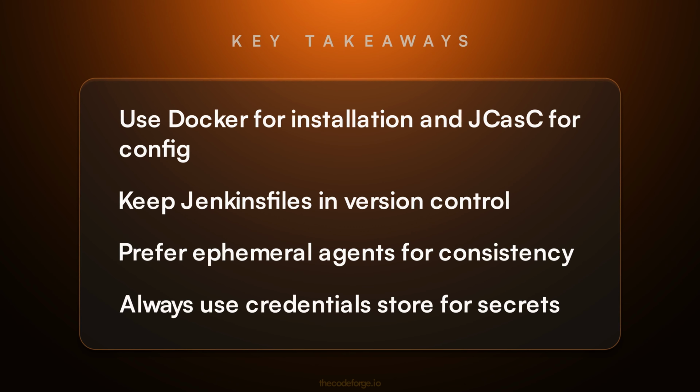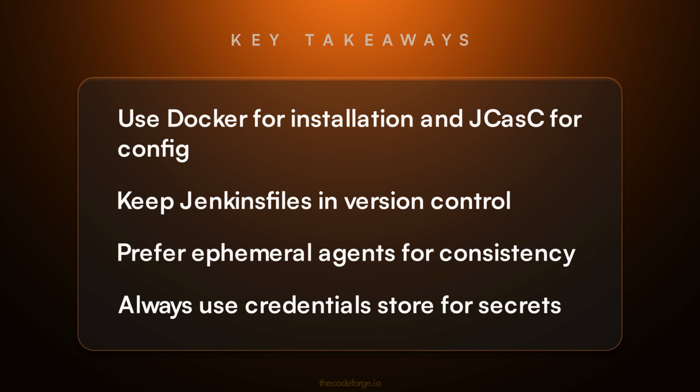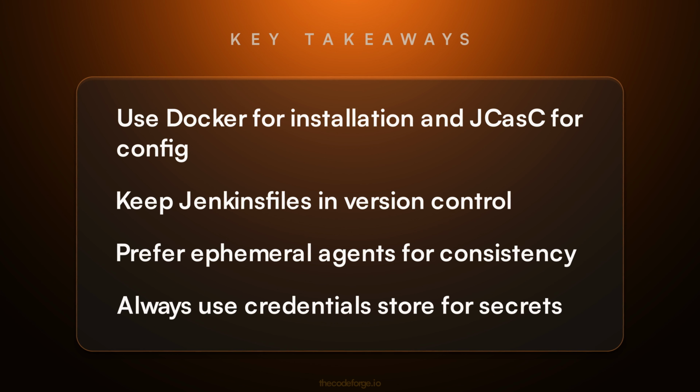To recap, use Docker for Jenkins installation and JCasC for configuration. Keep Jenkinsfiles in version control and use shared libraries. Prefer ephemeral agents, always use the credentials store, optimize pipelines, and plan for scaling.